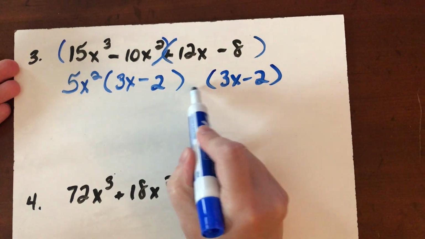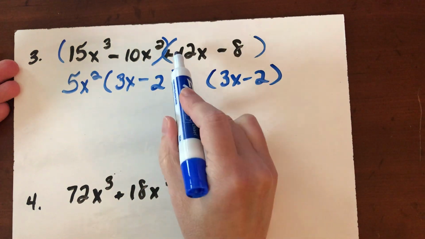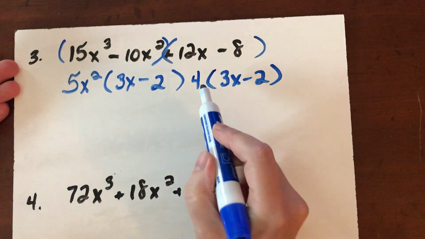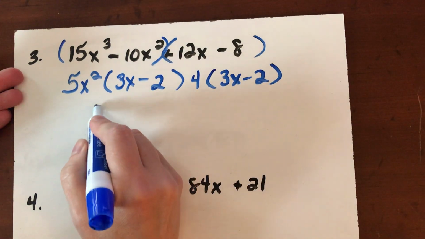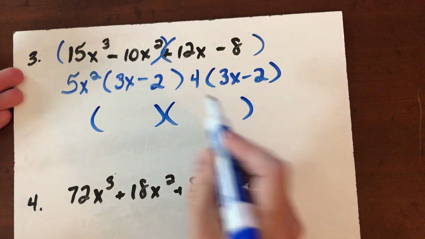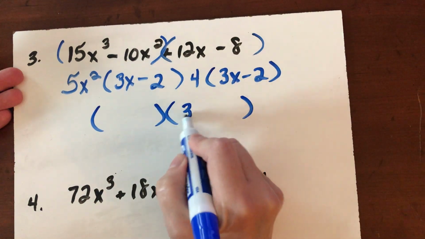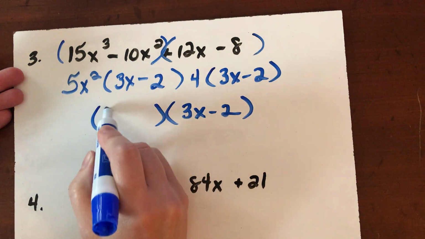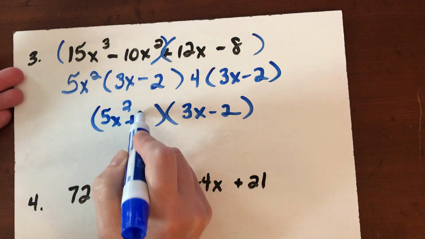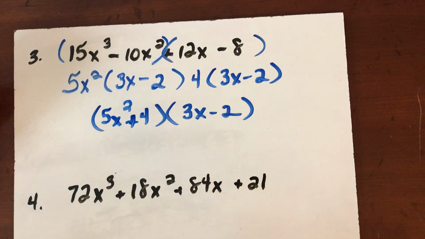So then work backwards to get this number. 3x times what is 12x? Well, 4. Now just double check. Is 4 times negative 2 negative 8? Yep. All right, so let's do this. 3x minus 2, 3x minus 2. Let's do 3x minus 2. And then what goes in the other ones? The ones on the outside. So 5x squared plus 4. So there's your answer. Okay.